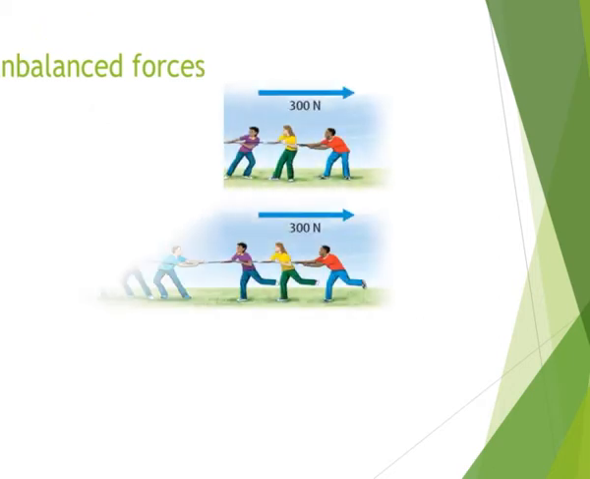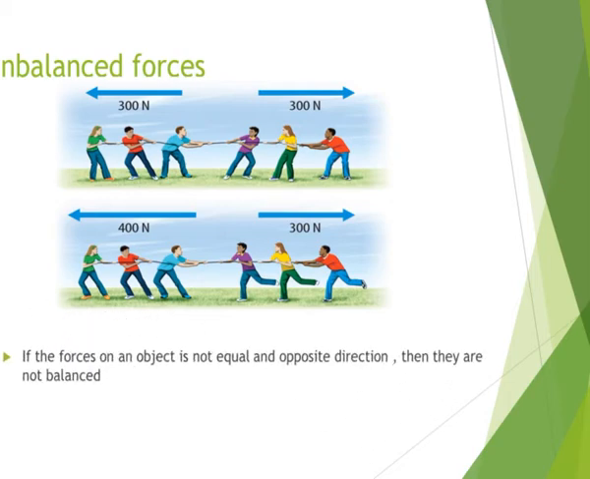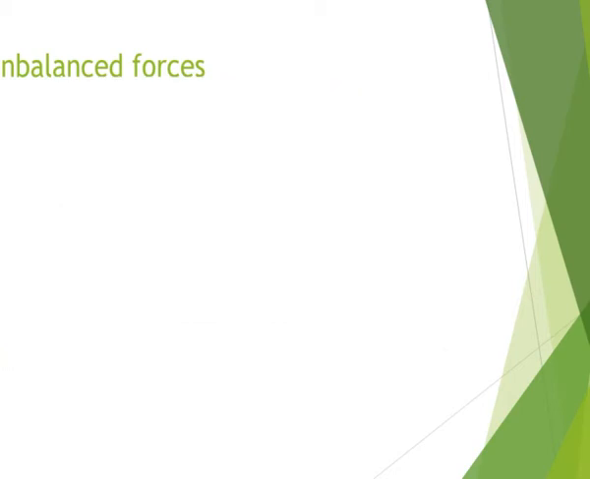What about the unbalanced force? In the first picture, we have two forces of the same size but different direction, so the forces are balanced. In the second picture, we have different sizes and opposite directions, so it's not balanced. Why is it not balanced? Because the size is not equal. 400 is not equal to 300. So if the forces on an object are not equal and opposite, then they are not balanced.